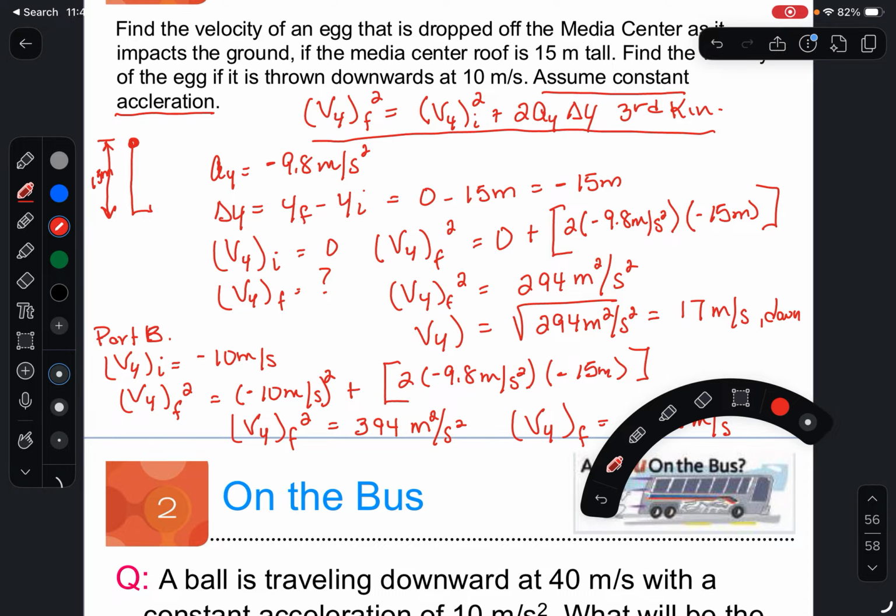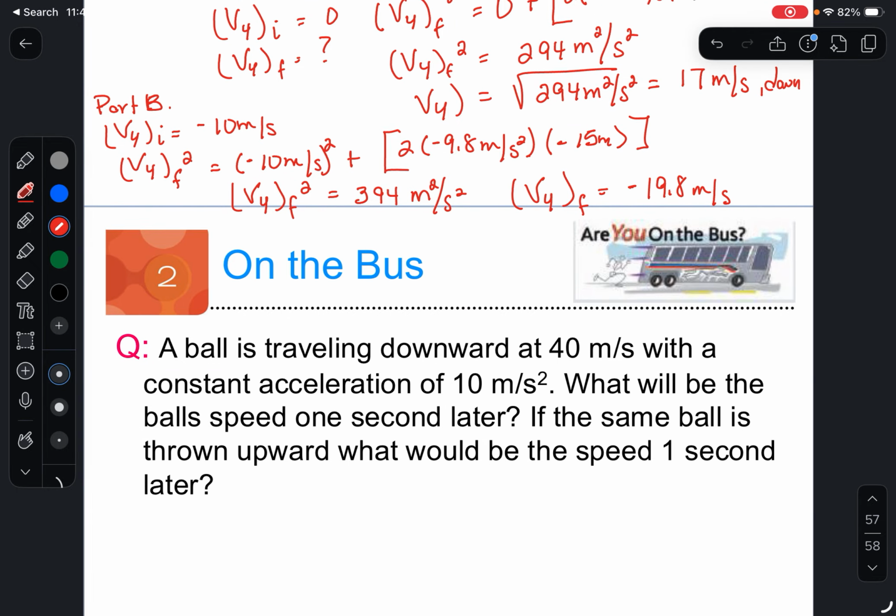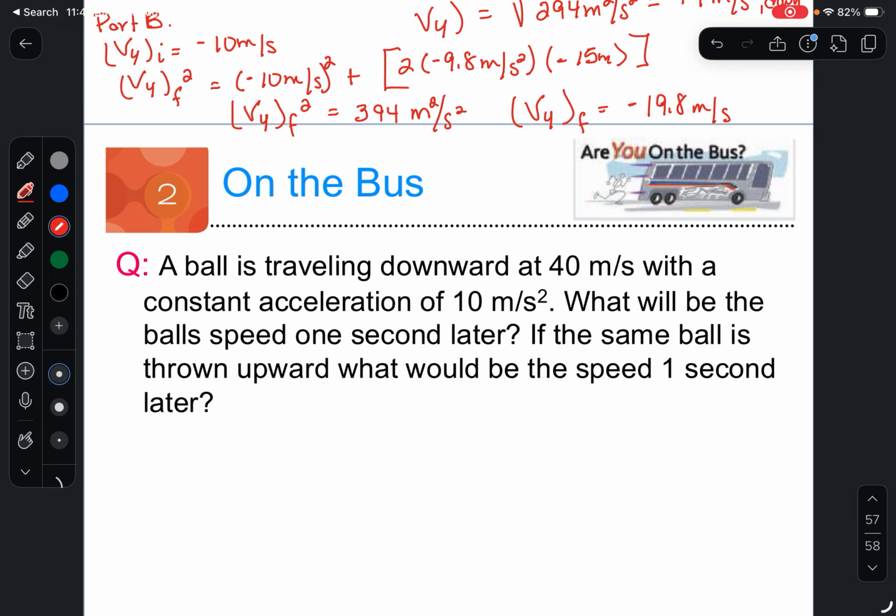Then our last problem we want to look at in chapter 2. If a ball is traveling downward at 40 meters per second with a constant acceleration of 10 meters per second squared, what will be the ball's speed 1 second later? If the same ball is thrown upward, what would be the speed 1 second later?